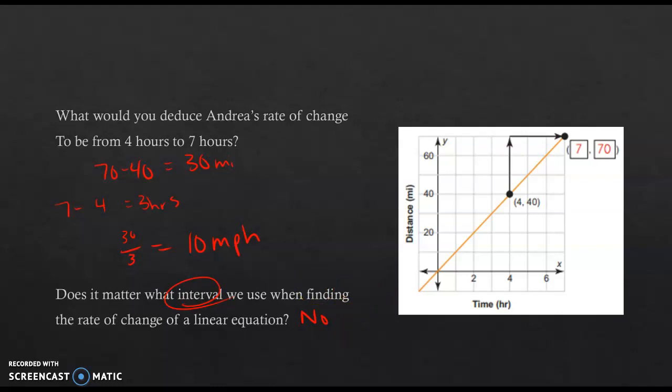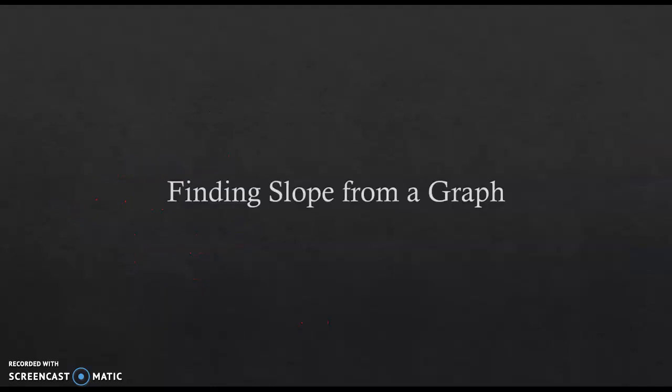I may have to do some simplifying, right? Like we did 30 divided by 3, whereas if I went from (1, 10) to (2, 20), I know that I've increased by 10 miles in that 1 hour. But we can work with whatever intervals we are given.